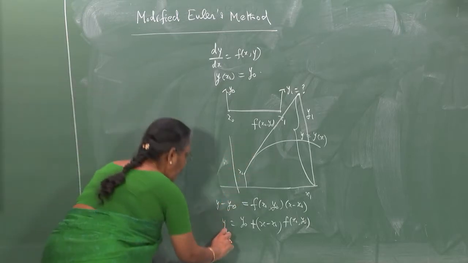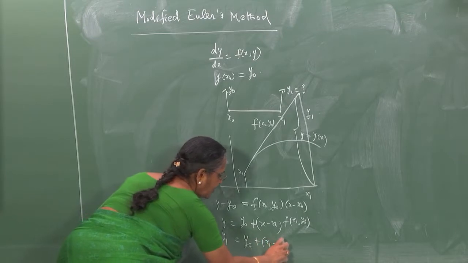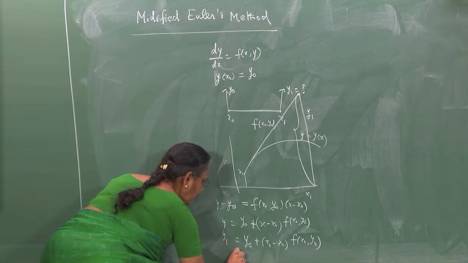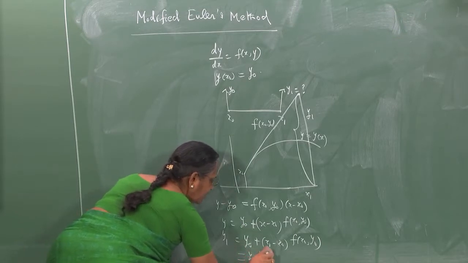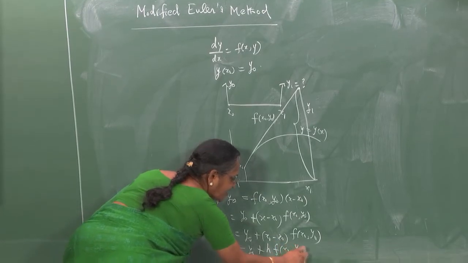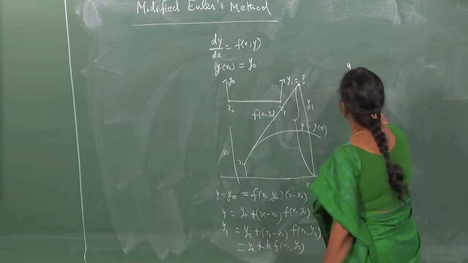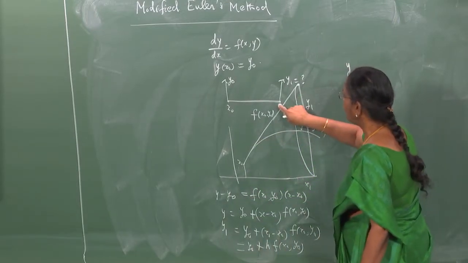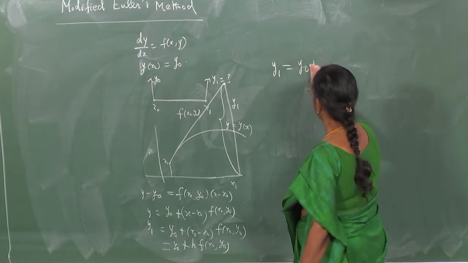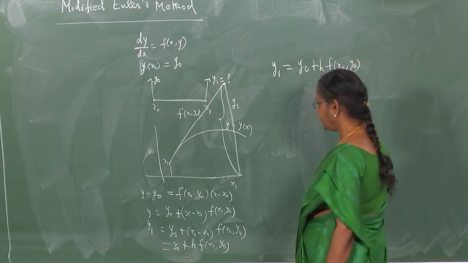So, when y is y1, x is x1, and this gives me the value of y1, namely y naught, if I take this to be h into f of x naught y naught. So, I have an approximation of the value at x1 to be given by y1, which is y naught plus h into f of x naught y naught.